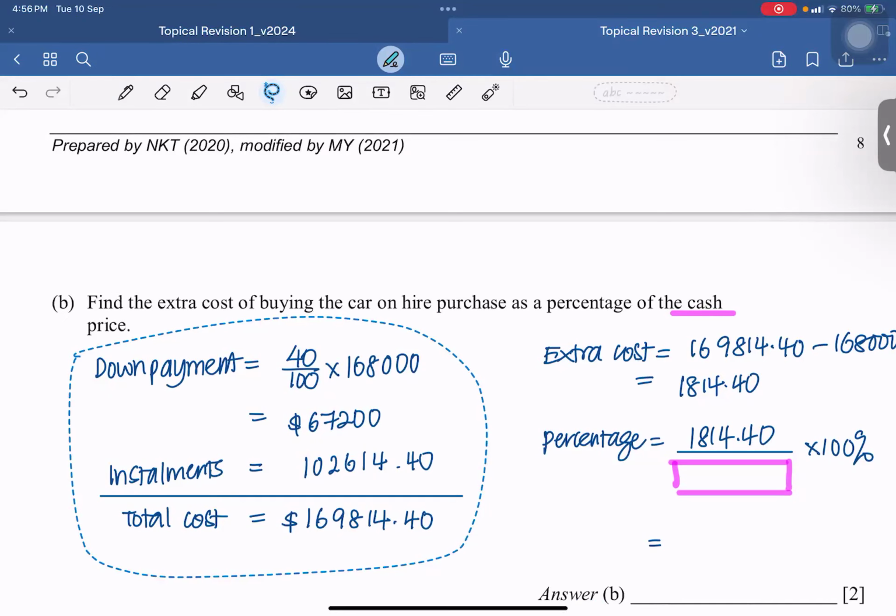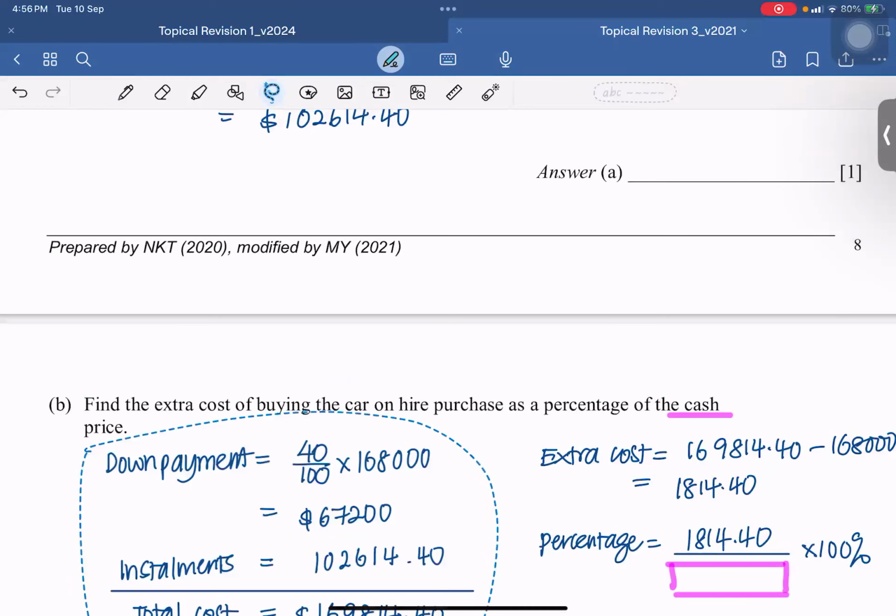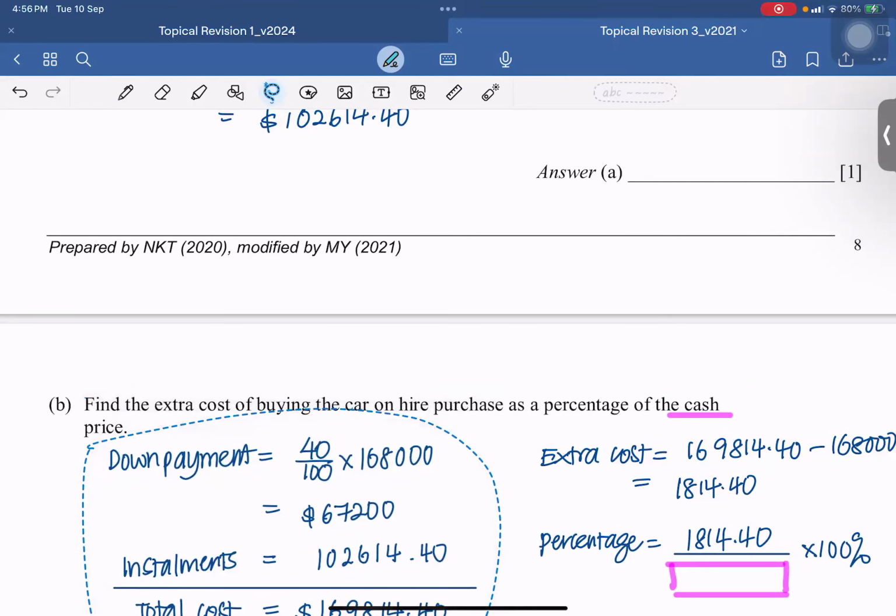Okay, let me shift this up. Oh, cannot. Copy.